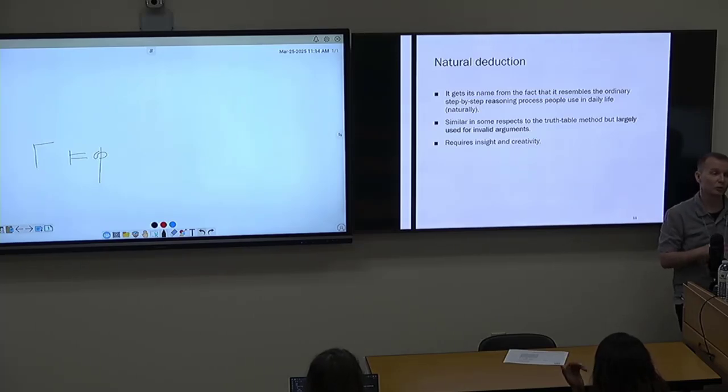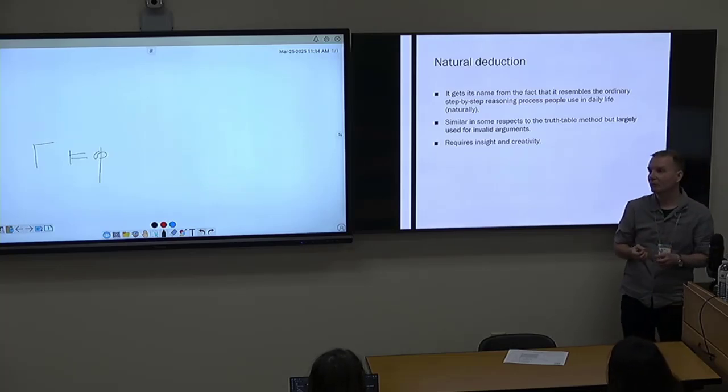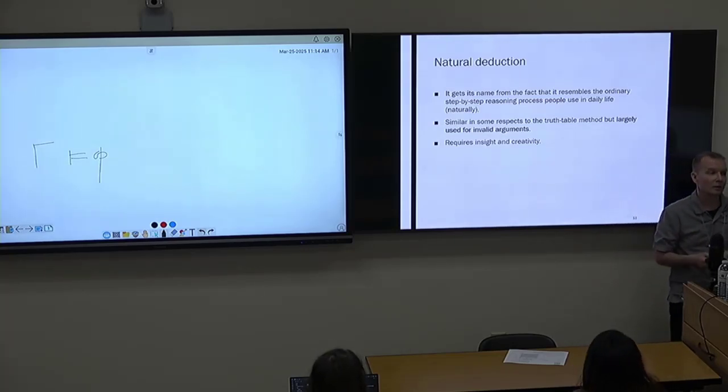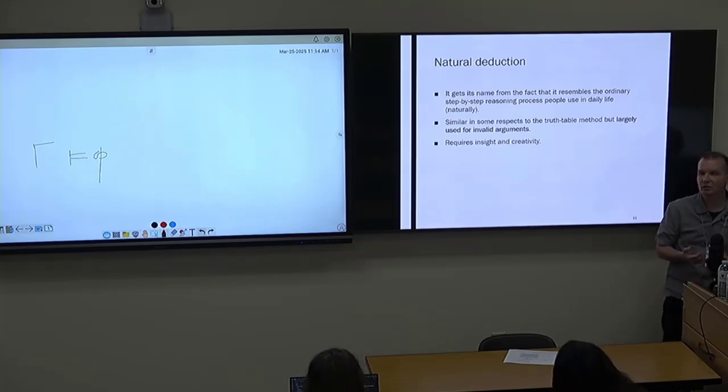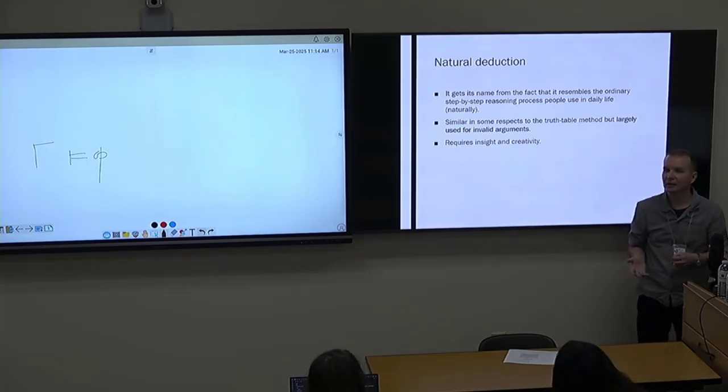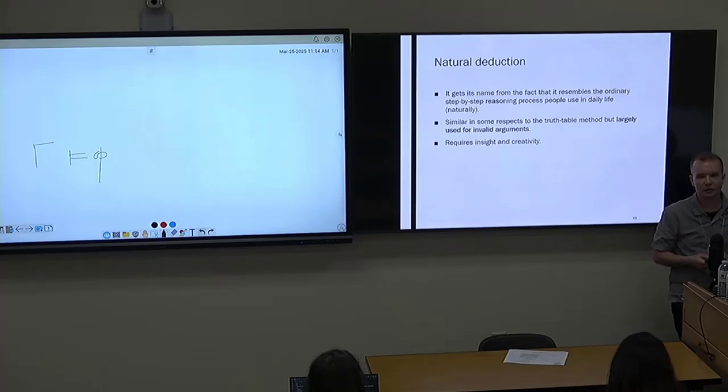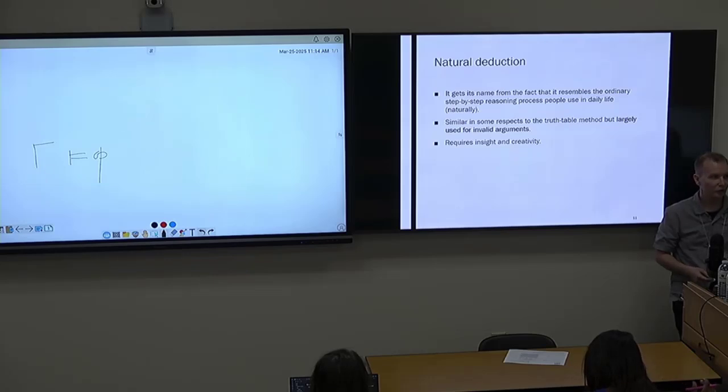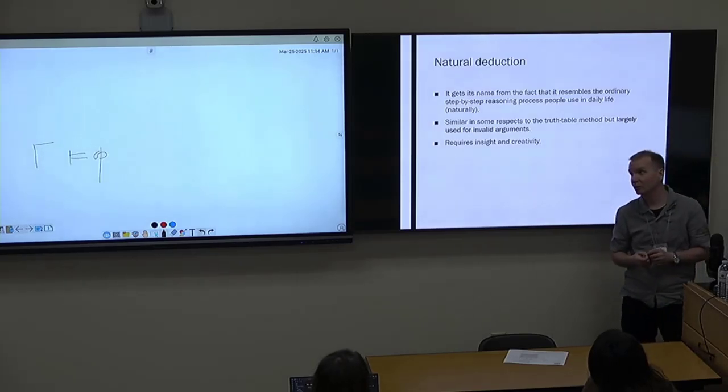Similar in some respects to the truth table method, but largely used for valid arguments because, as you will see later, natural deduction is in some ways more useful, but we can't always calculate and make sure the argument is valid using the structure. Structure doesn't guarantee that. It only guarantees that if the argument was valid to begin with, it continues to be valid. It requires more insight and creativity. So that's one of the things that differs it from truth tables.